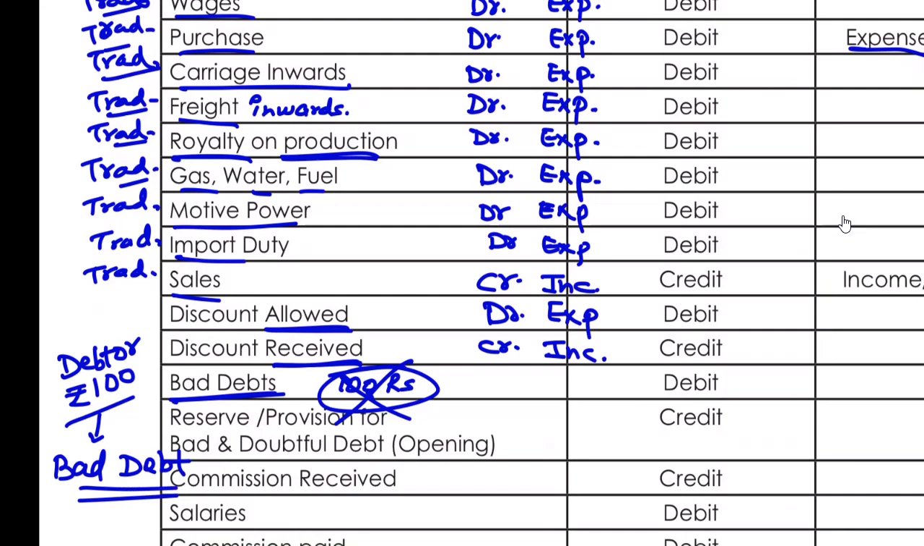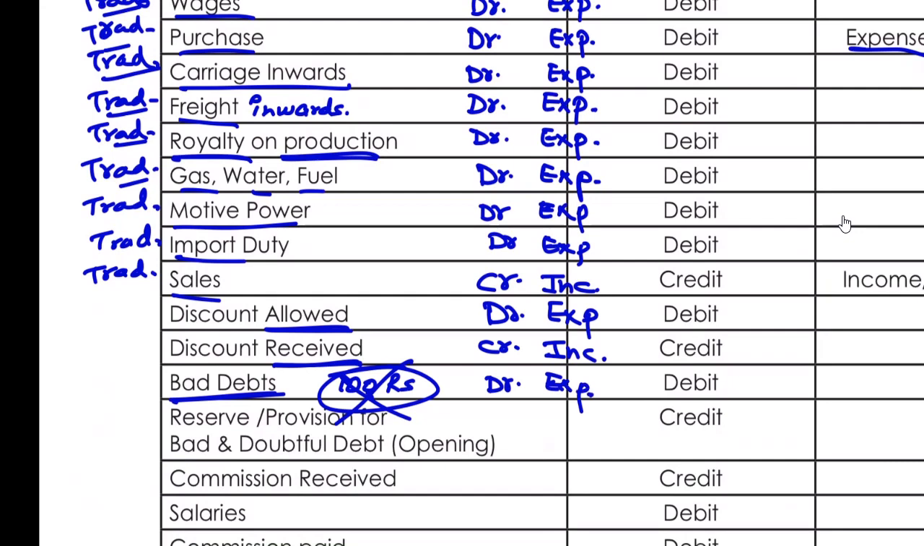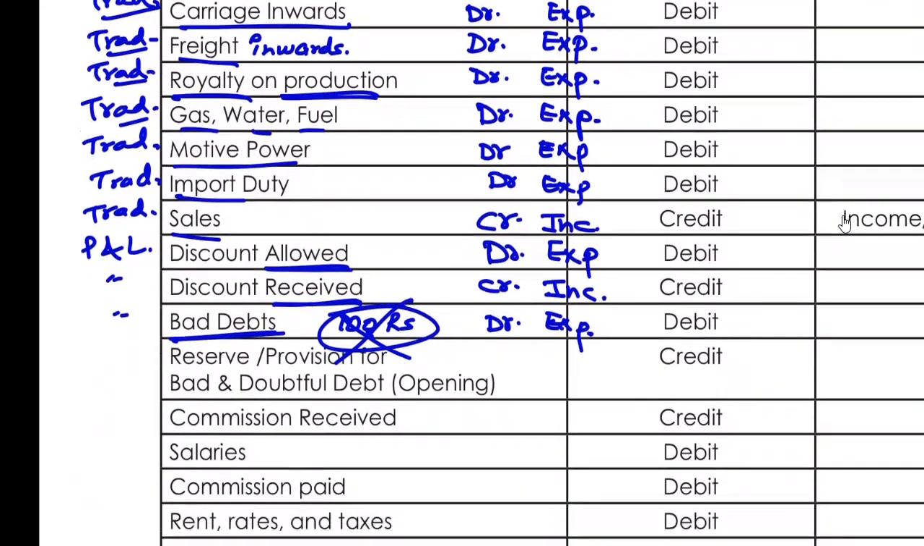Bad debt. He was not a good debt. Why was it not a good debt? Because he has not paid me the money. It is a bad debt. So bad debt is nothing but your expense. So from discount allowed, everything is related to your profit and loss account. This is profit and loss account. This will also come in your profit and loss account.